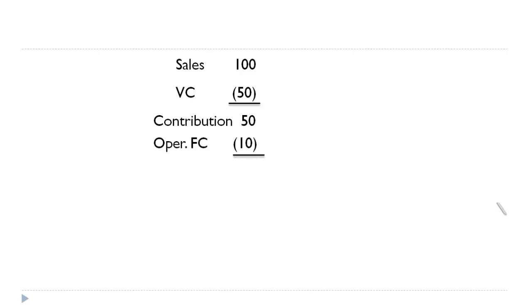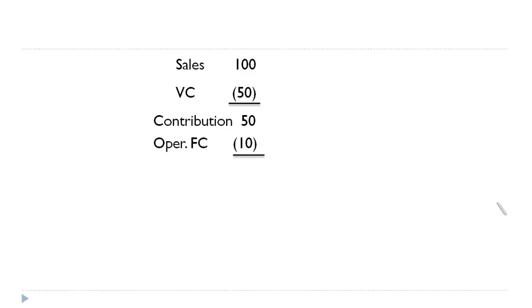Friends, let us take an example to understand the leverage. Let's say the sales made by the company is 100 and the variable cost is 50. So from sales, if we remove variable cost, what we get is known as contribution, and here it is going to be 50. And I'm going to give you the operating fixed cost, say 10.